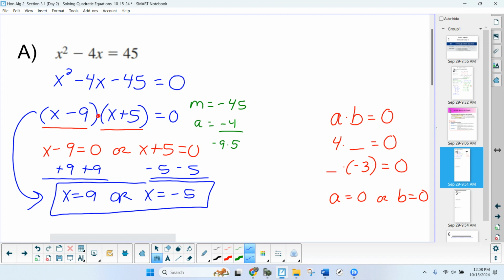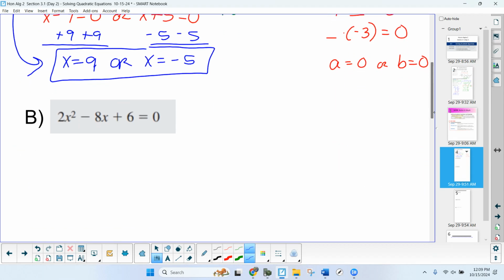Many of you will go straight from here to here, and I'm fine with that, because I think you should be able to look at the factors x minus 9, x plus 5 equal to 0 and say the solutions are 9 and negative 5. But that's the why. If you want to know why it's 9 and negative 5, that's the why. Okay, questions on A? All right, B.